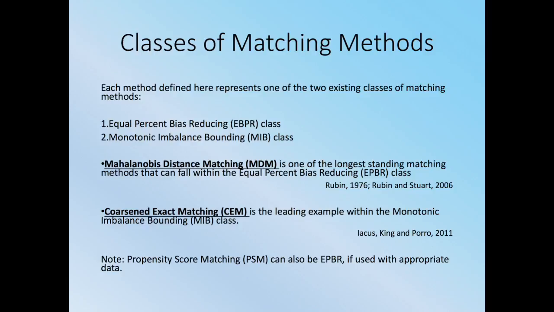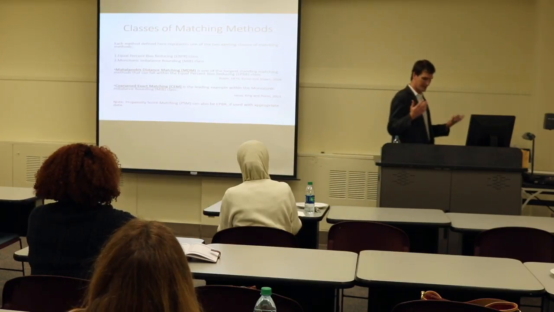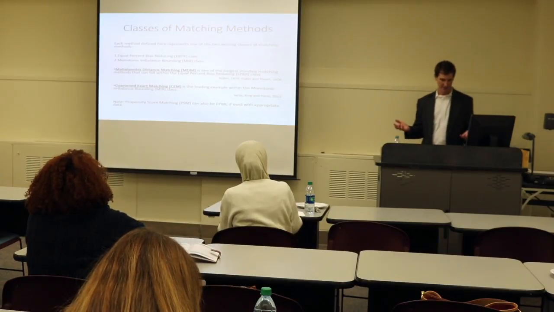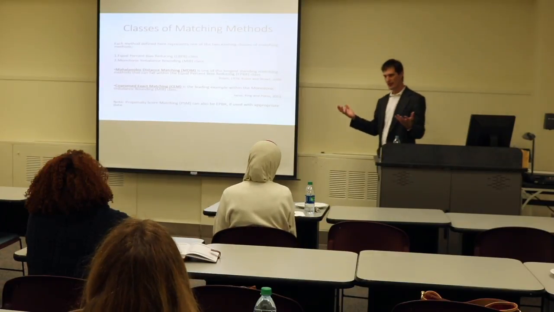And so I cited a couple articles there. There's coarsened exact matching, or CEM. This is a leading example within the monotonic imbalance bounding class. And there's a reference there. And then, of course, the propensity score matching could also be the EPBR if it's used with appropriate data, right? So I think that's where my slides ended. So again, in general, if we think about these matching techniques as a way of finding hidden randomized experiments in non-randomized data, that's the big takeaway, right?